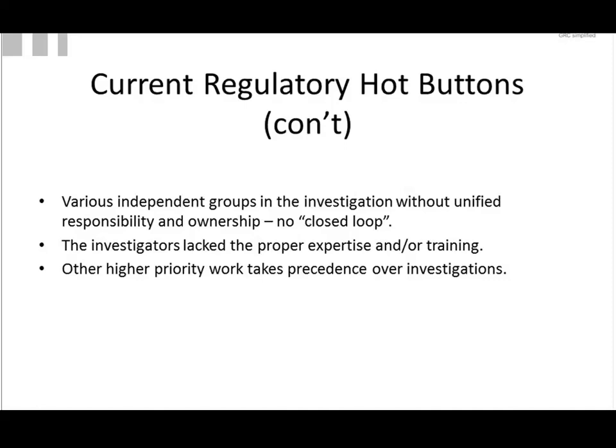Nevertheless, this is a finding the FDA has, and these complaints are primarily FDA 483 issues. The investigators, that's the in-house failure investigators, lack proper expertise and/or training to do an investigation, to do a root cause analysis. And then, of course, this bottom one is probably the big one, the fact that other priority work takes precedence. The FDA does not like to see that, but in reality, that's frequently what does happen, putting this on a back burner.